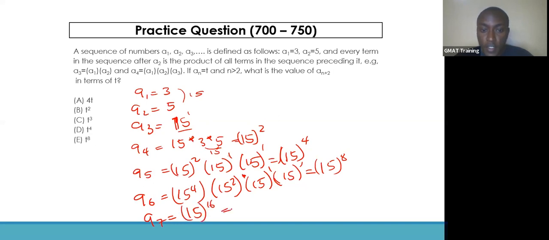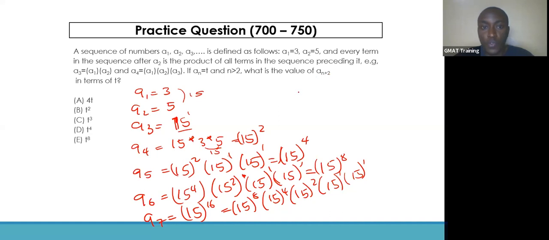We can try that. So 15 to power 8, 15 to power 4, 15 squared, 15, and the other 15. This should be 1, 1, 2, 4, 8 plus 8, that's 16. And as you can see, that's the pattern here. So we need to find the value of An plus 2.